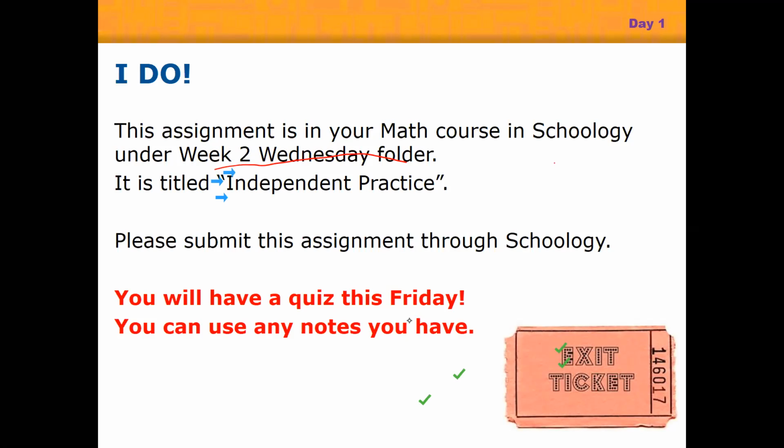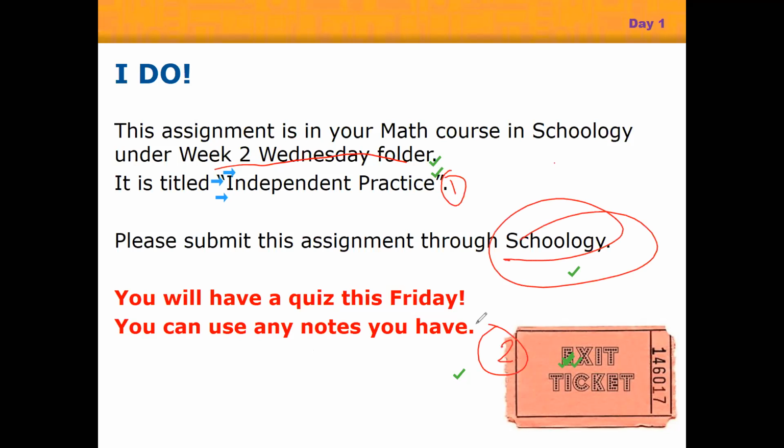This Friday, we will have a quiz in class. If you have any notes that you have, you can use it during the quiz in class. I hope to see you all in your live sessions during math. Please make sure to work on those assignments in the Wednesday folder for week 2. So you'll have 2 things. The first one is that independent practice. And then the second one is that exit ticket on Schoology. So first one, second one, everything will be in Schoology in that Wednesday folder.